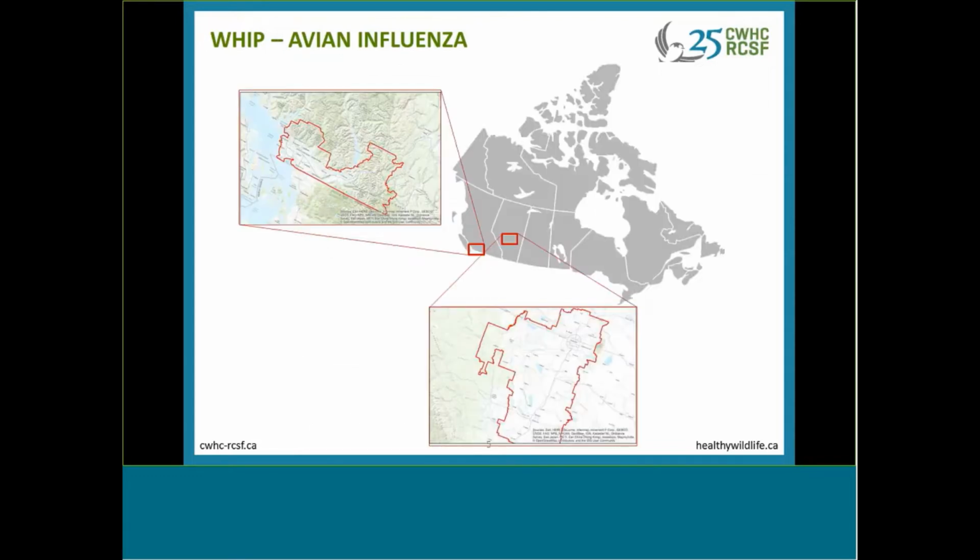So these are our two study sites. It's the Fraser Valley of British Columbia and Central Alberta, and they're very different. So we're not trying to compare between the sites, but rather to see how the WIP worked in two very different environments. Next slide, please.